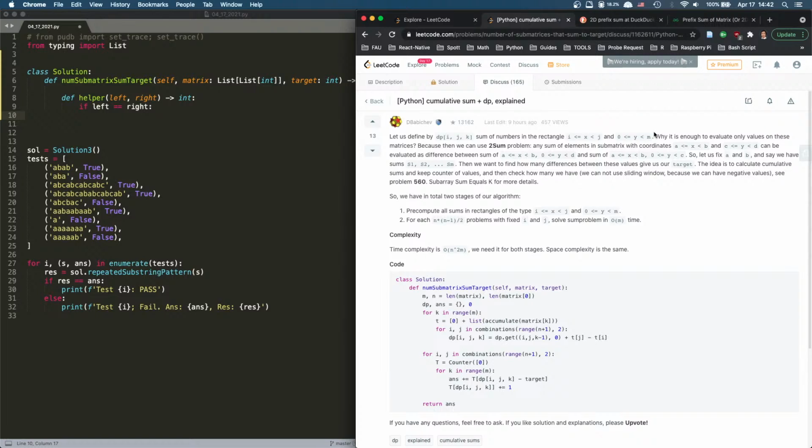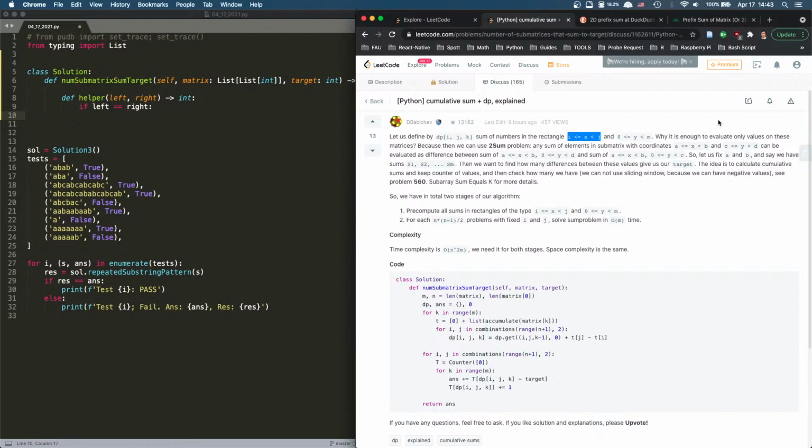dp[i][j][k]. Now what does k stand for? I think this is k. Yeah, this is k. This is i and j. So that's the columns. Why is it enough to evaluate only values on these matrices? Because then we can use two-sum problem.